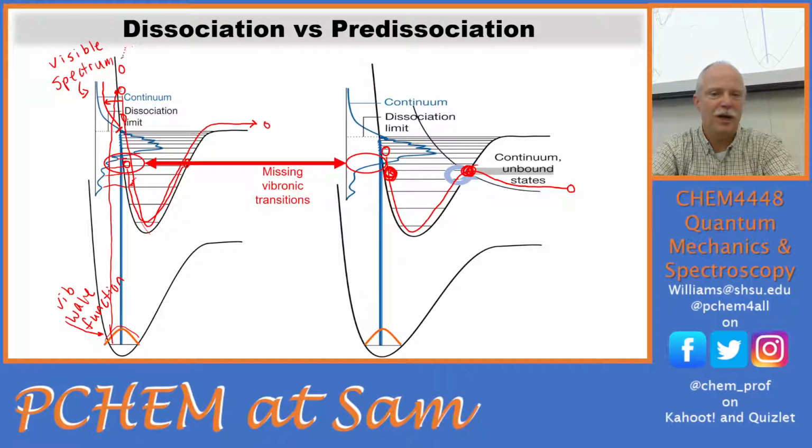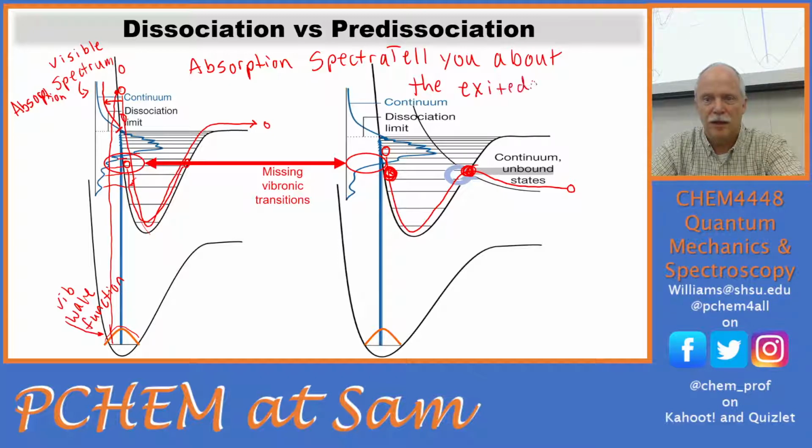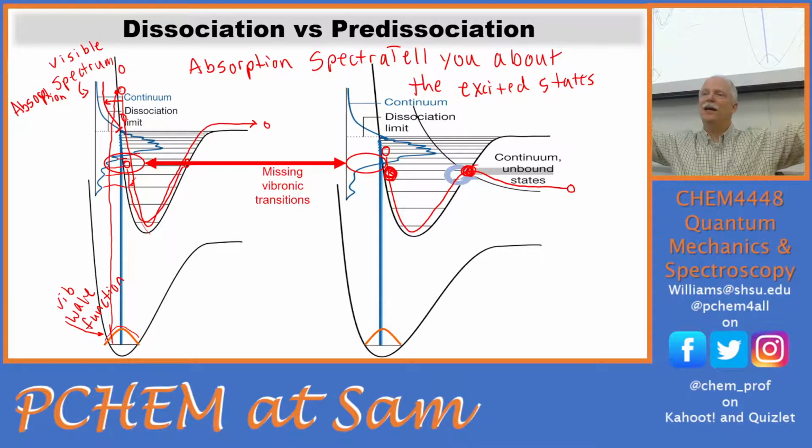So this is one last thing to point out. These are absorption spectra, visible. Let me write it over here. Absorption spectra tell you about the excited states. I think there should be a C in there somewhere. Okay, can you see that? We're doing absorption spectra and we're learning all about the excited states. It's where the molecule is going in the absorption spectra. It's the emission spectra that tell you about the ground state. We'll see that in a minute.